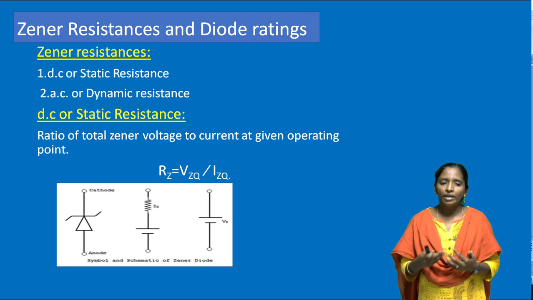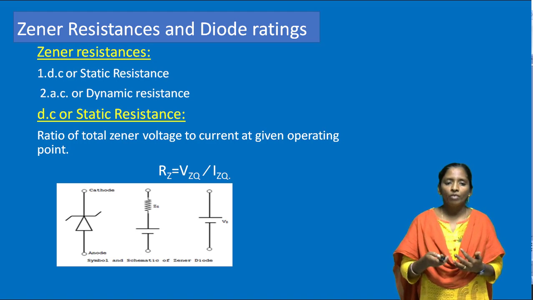At that time, we are getting the voltage and current. The ratio of that voltage and current is known as the DC or static resistance. So the DCR static resistance is represented with RZ. RZ equals VZQ by IZQ. Here Q means operating point.